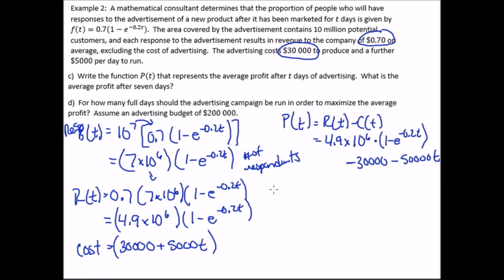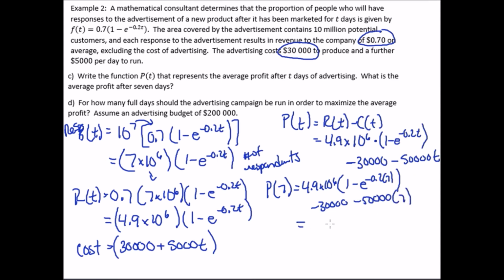Okay, therefore, after 7 days, what is the profit? Okay, let's plug in 7. So we have 4.9 times 10 to the 6, 1 minus e to the negative 0.2 times 7, minus 30,000, minus 50,000 times 7. Okay, if you put that in your calculator, we get 3,627,000, and that's approximate. Okay, dollars. So that's going to be the profit after 7 days.